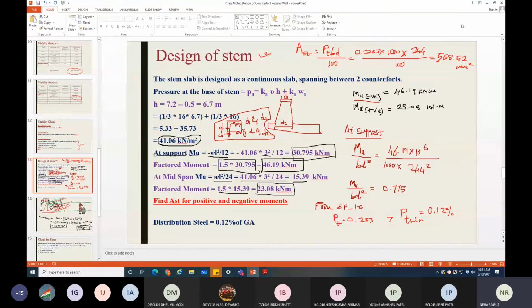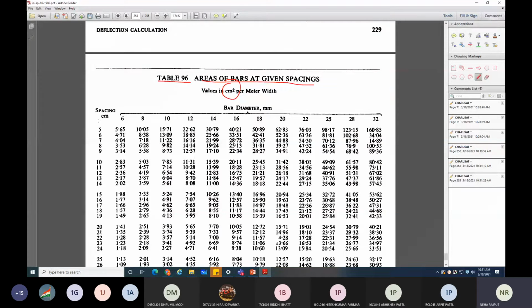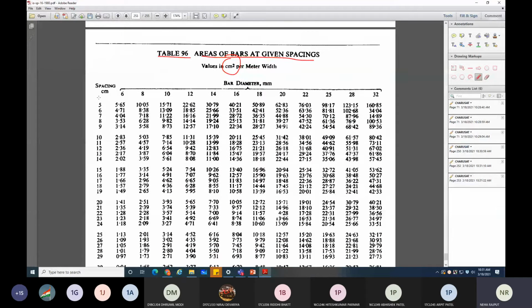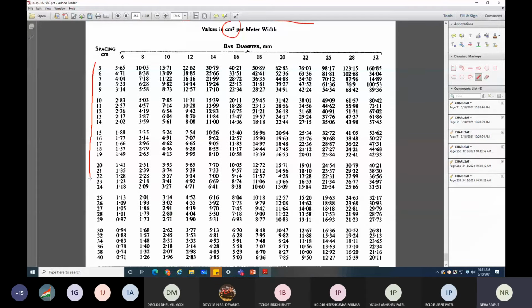So that will be 5.68 centimeter square. So this 568 mm square will convert into 5.68 centimeter square. And here all these are the spacing column. This column is for spacing in centimeter. Spacing is given in centimeter. These are all the diameters of bar which are used on site, given up to 32 mm diameter, and all other values are the area in centimeter square.